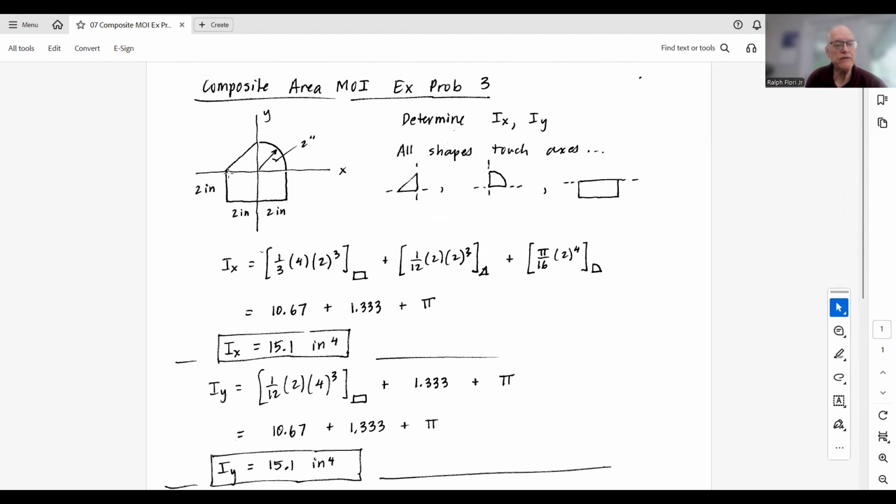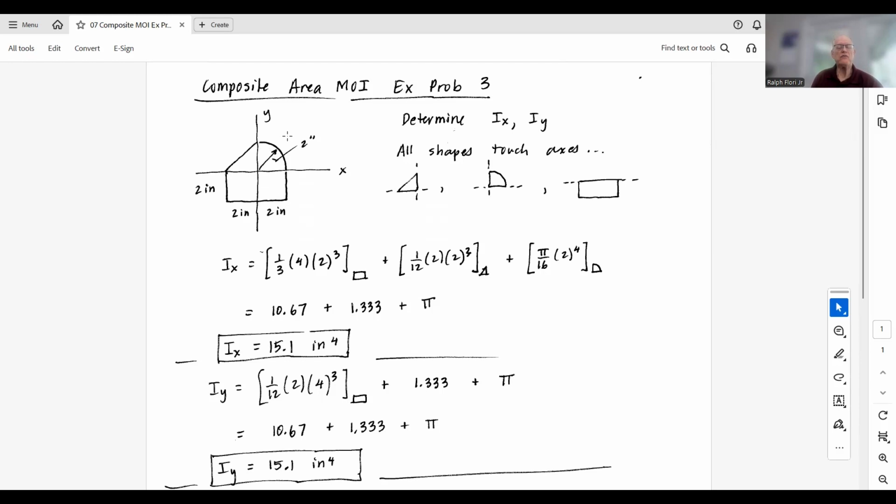And so if you recognize the use of I-base formulas, it turns into a relatively simple problem. This is actually a good test problem because it's relatively fast, if you know what you're doing. This is a composite shape made up of a triangle, a quarter circle, and a rectangle. This is 2 inches, 4 inches. This is a 2-inch radius, and of course this triangle is 2 by 2. So we want to find IX and IY for this shape.